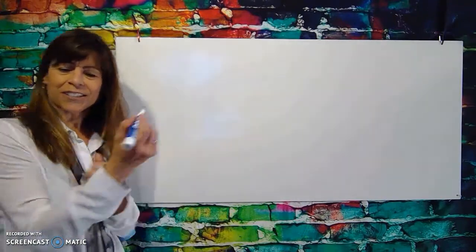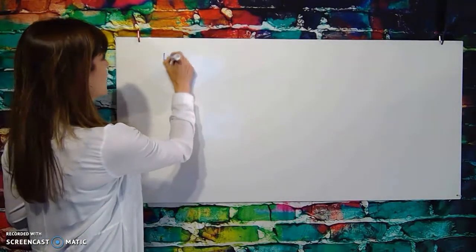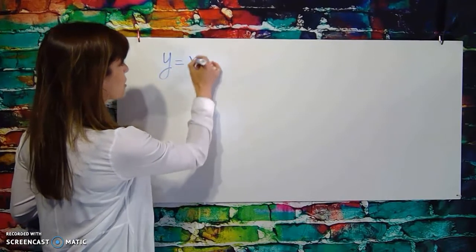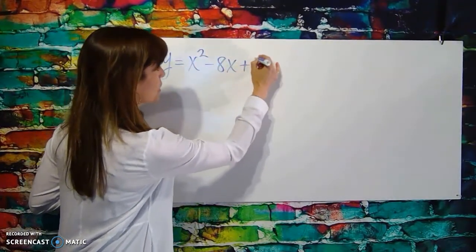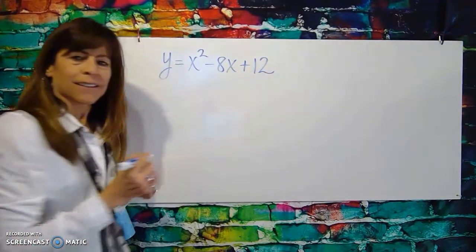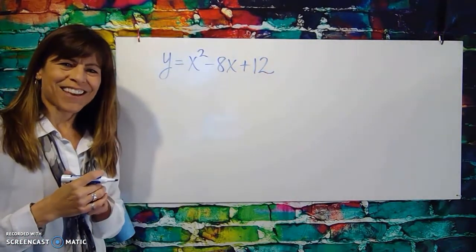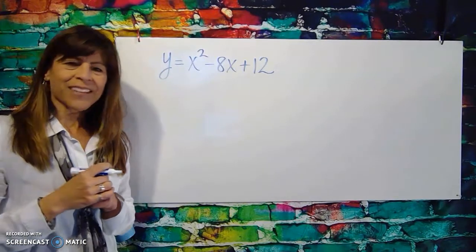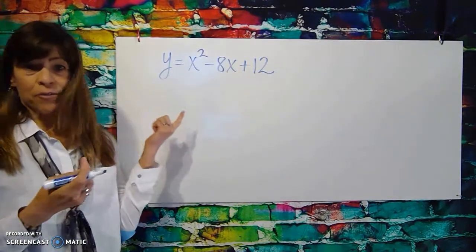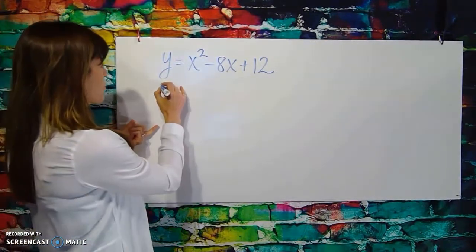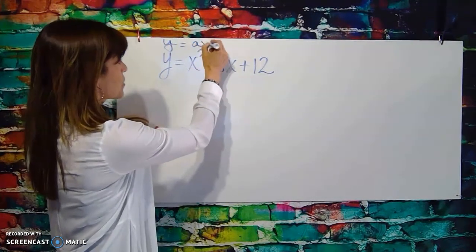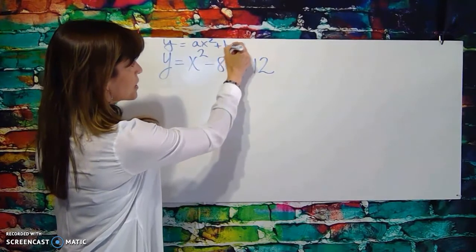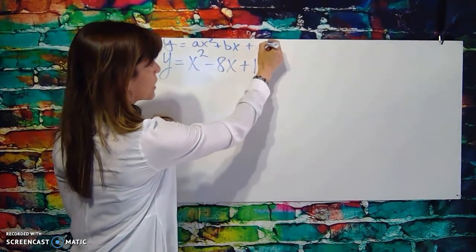So we're going to start with the equation y equals x squared minus 8x plus 12. Hopefully you guys can see that okay. So this is in standard form. We know standard form is the form y equals ax squared plus bx plus c. So we've talked about that quite a lot.